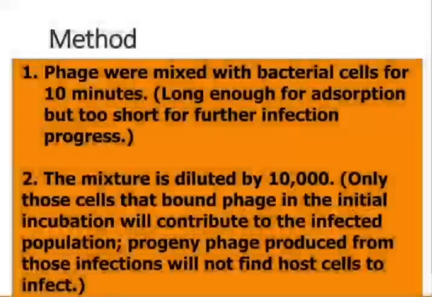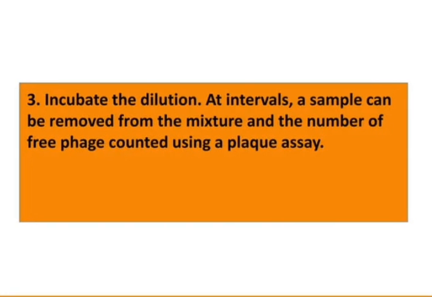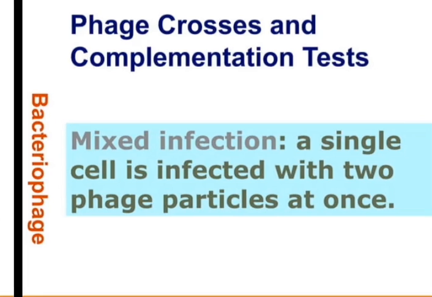Method. The phages were mixed with the bacterial cells for 10 minutes, long enough for adsorption but too short for further infection. The mixture is diluted by 10,000. Only those cells that bound the phage in the initial incubation will contribute to the infected population. Progeny phage produced from those infections will not find a host cell to infect. Incubate the dilution. At intervals, a sample can be removed from the mixture and the number of free phage counted using the plaque assay.